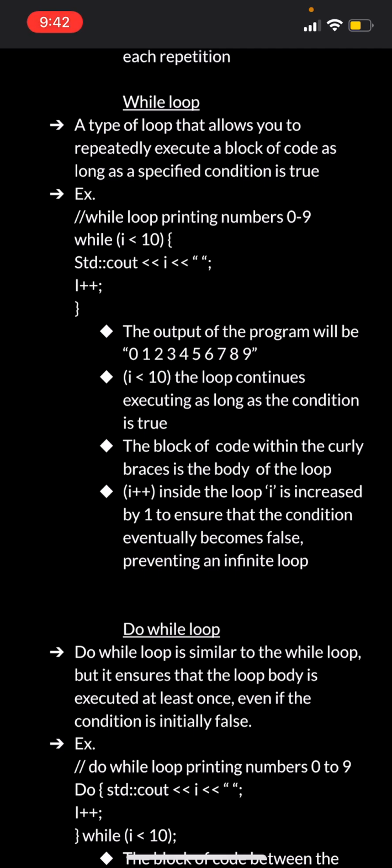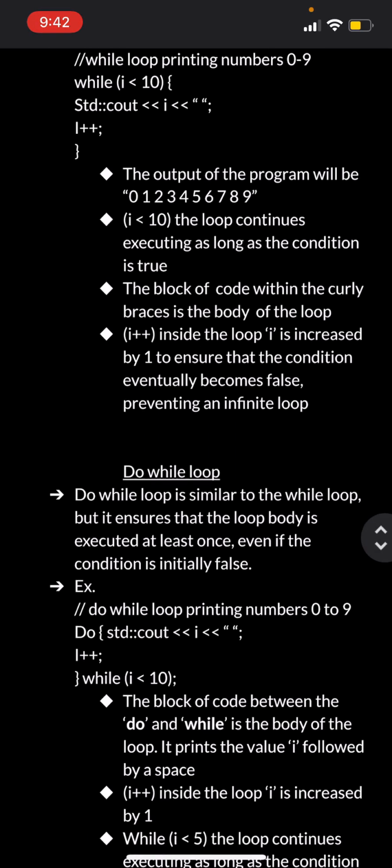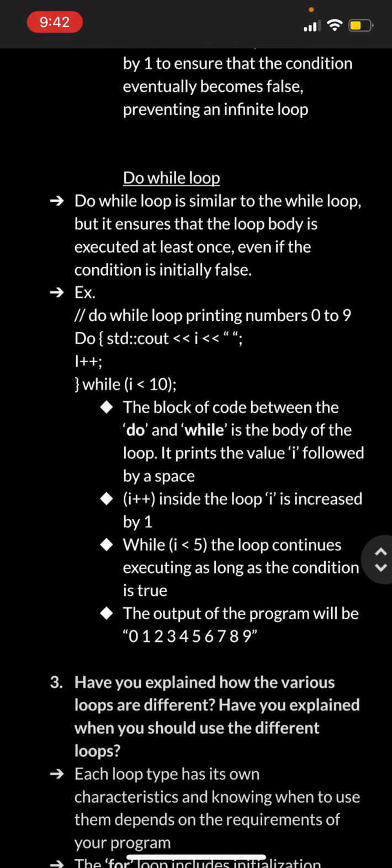i < 10, the loop continues executing as long as the condition is true. The block of code within the curly braces is the body of the loop. i++, inside the loop, i is increased by 1 to ensure that the condition eventually becomes false, preventing an infinite loop.